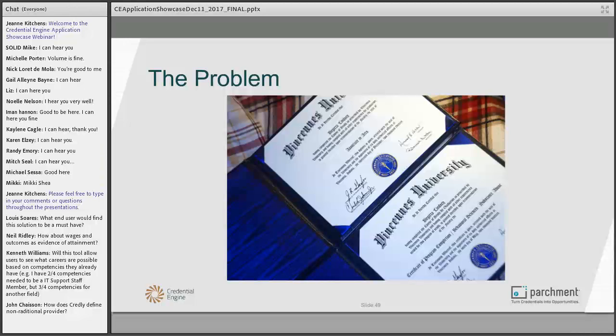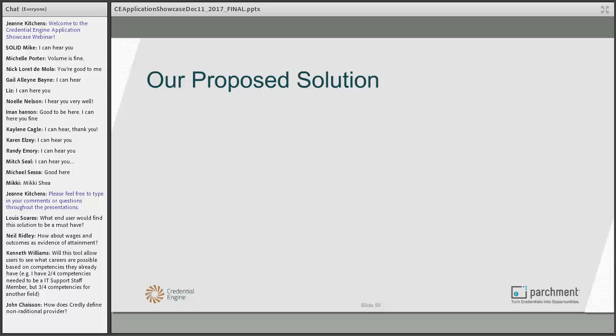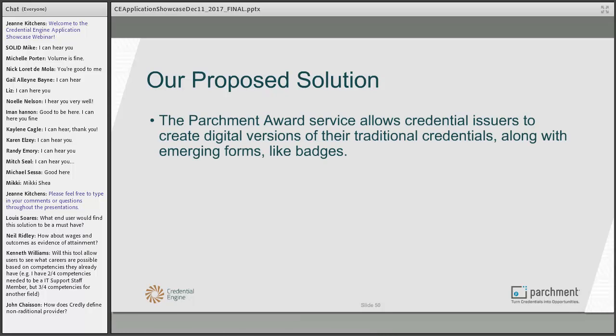The tremendous value of data being published in the Credential Engine Registry documents what credentials are available at an institution. And what Parchment's platform does is take that information from an organizational level detail and bring it down to the individual. So our solution is an enhancement to the Parchment Award Service using data from Credential Engine.